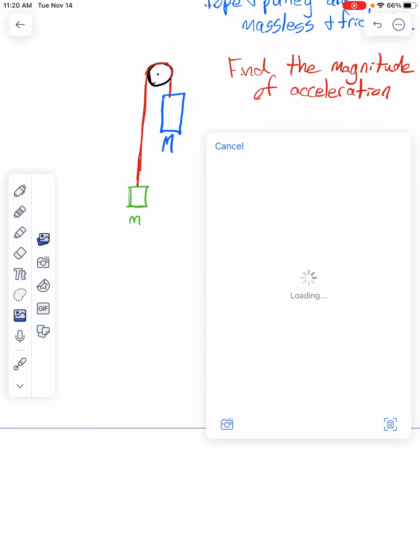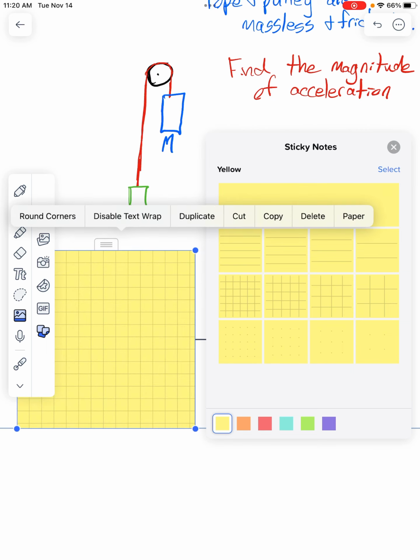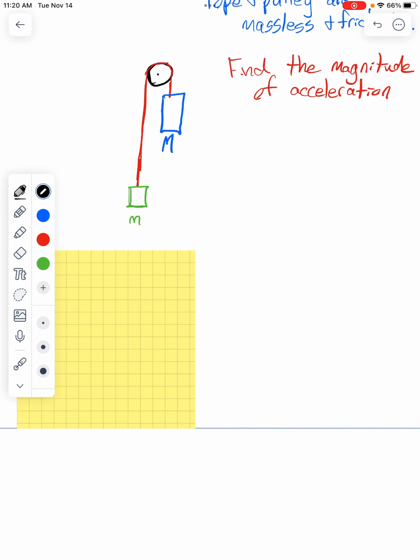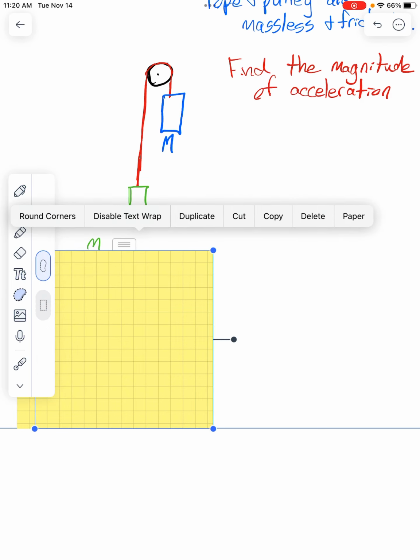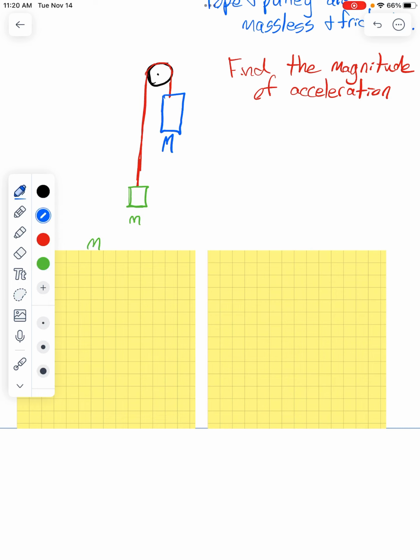So I'm going to draw a free body diagram. Here they are. We will call this one the free body diagram for little m, and then we will do a free body diagram for big M. Here we go, big M.